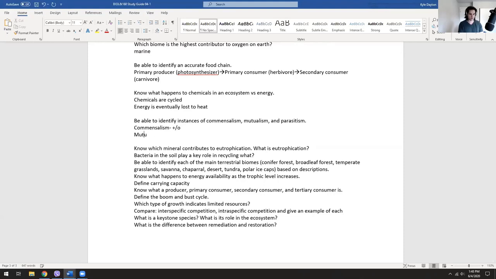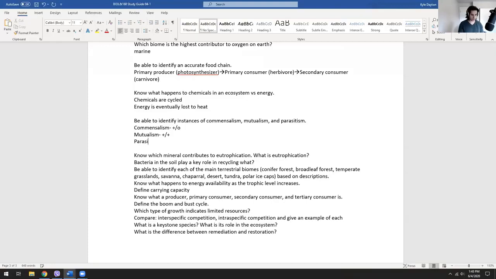Mutualism, that's where both things will benefit. So lichens are a great example. Or we found that ants and aphids are another example. Lichens is a symbiotic relationship between algae and fungi. So fungi provide the housing and the structure for the algae, the protection for the algae, and then the algae provide the fungi with energy because they're producing sugars.